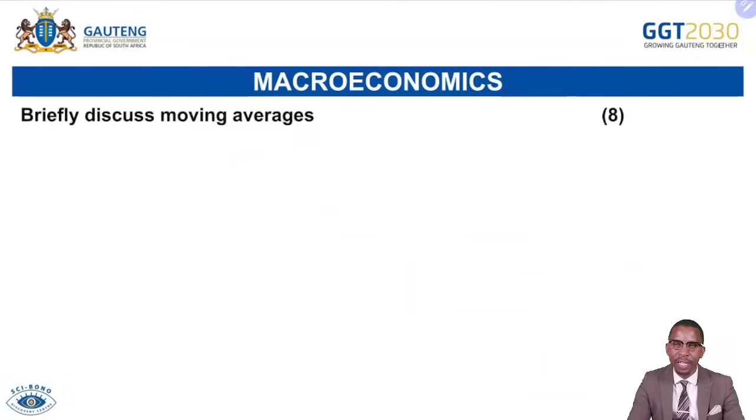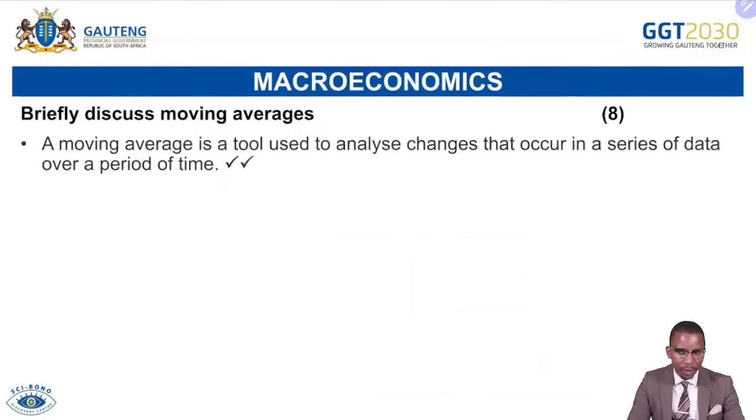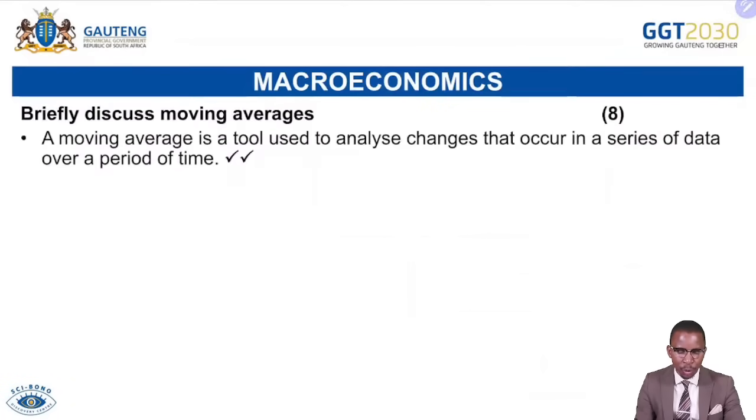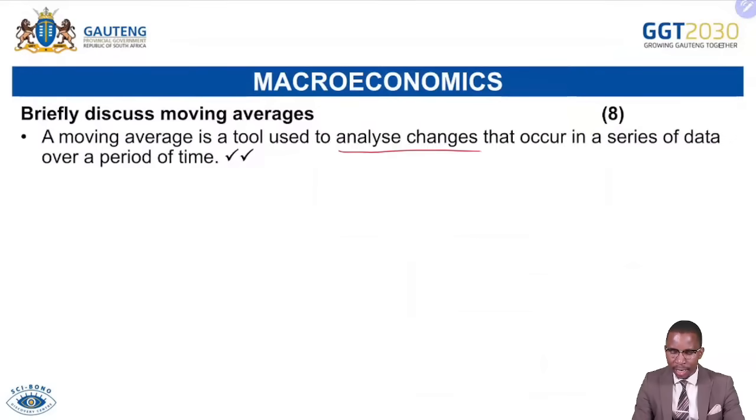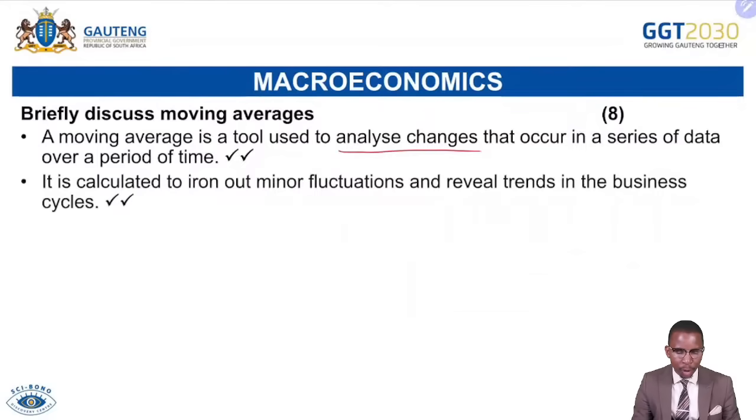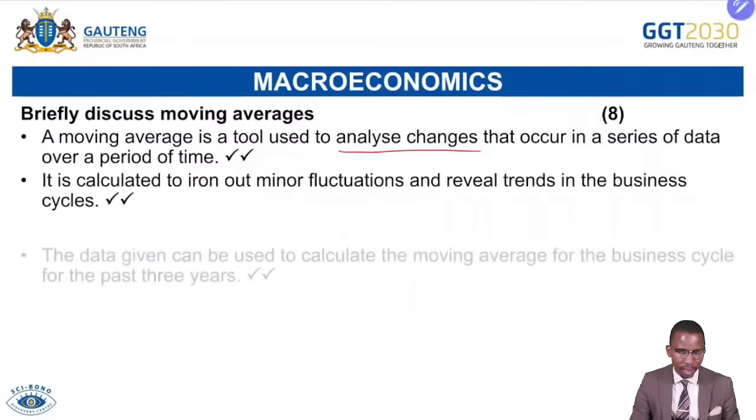Then let's check macroeconomics. Briefly discuss moving averages. Here we are on the business cycle under features underpinning forecasting. Moving average is the tool used to analyze changes that occur in a series of data over a period of time. So let's go and give you 2 marks. It is calculated to iron out minor fluctuations and reveal the trends in the business cycle. That gives you 2 marks.